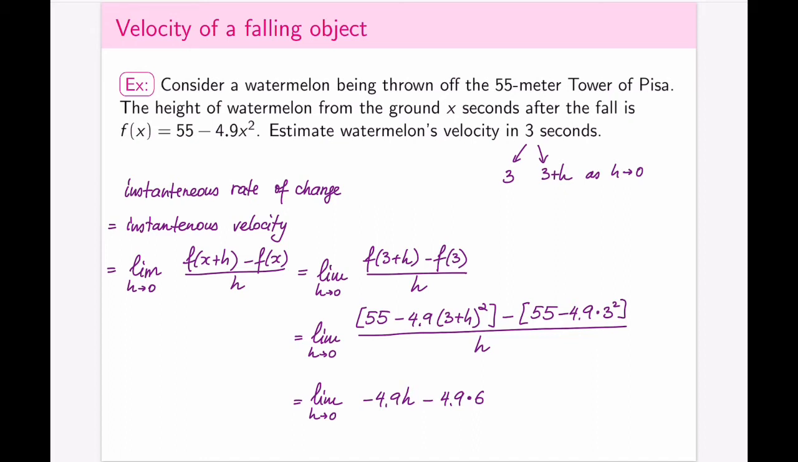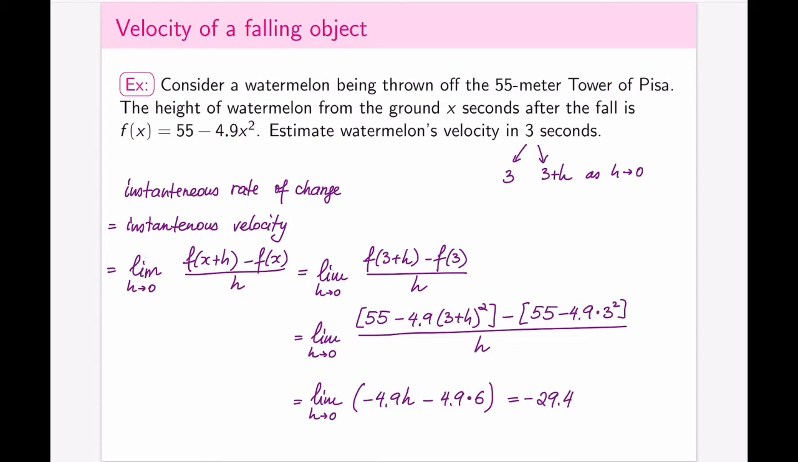And now, if I'm sending h towards 0, in this expression, that means that I can simply plug in h equals 0 in here. The reason I couldn't do it before is because h was in the denominator. I cannot plug in 0 in the denominator, which is why I had to do some algebraic manipulations in order to avoid that trouble. Now there's no denominator because it got canceled, so I can simply replace h with 0, and this will give me minus 29.4.